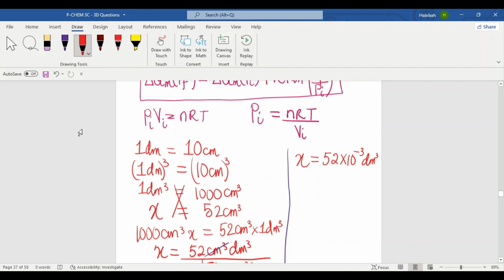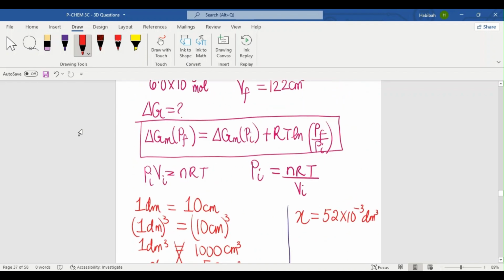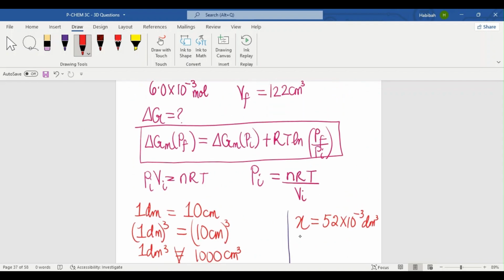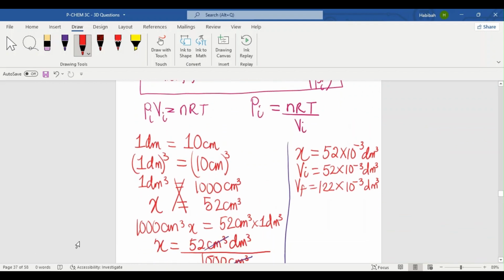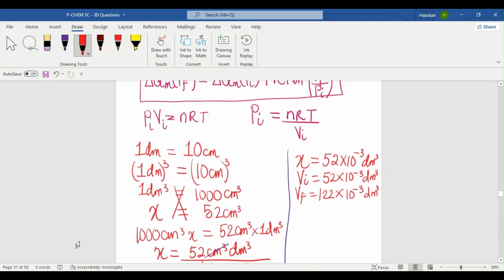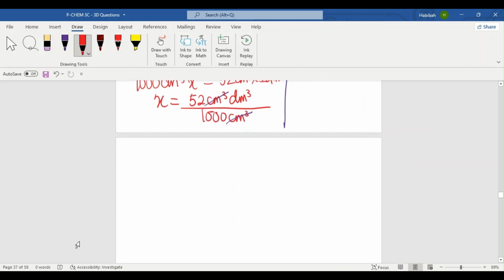Applying this knowledge, the initial volume is 52 times 10 raised to the power negative 3 decimeter cubed. Applying this to the final volume, V final is going to be 122 times 10 raised to the power of negative 3 decimeter cubed. I think we get the point. So now that we have that, we can find our P initial. Let's go into the next page.